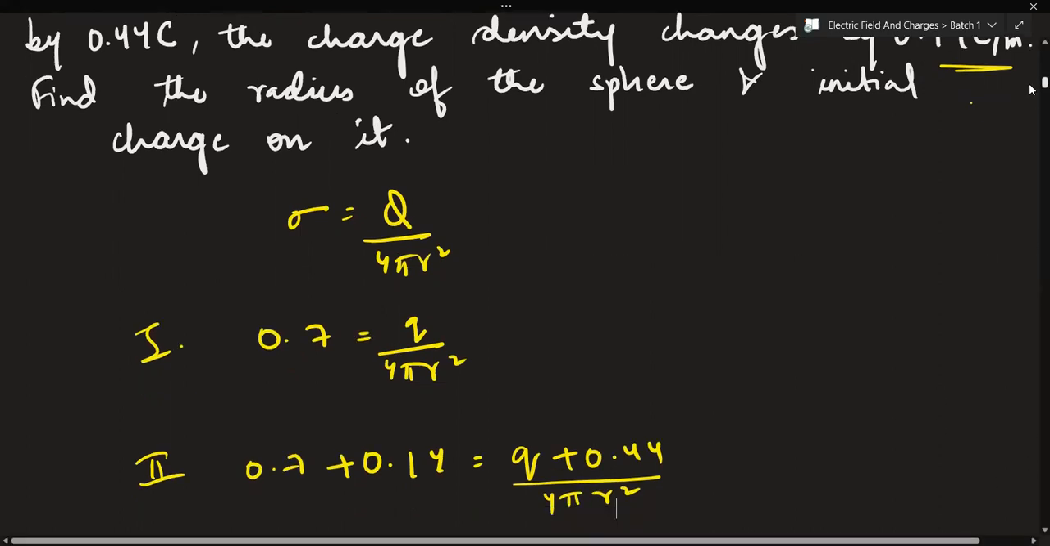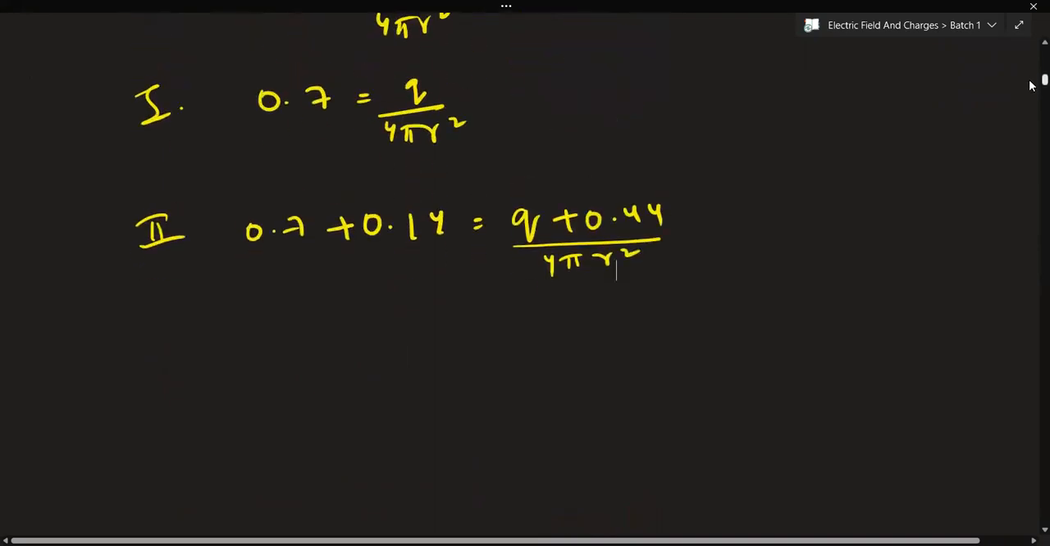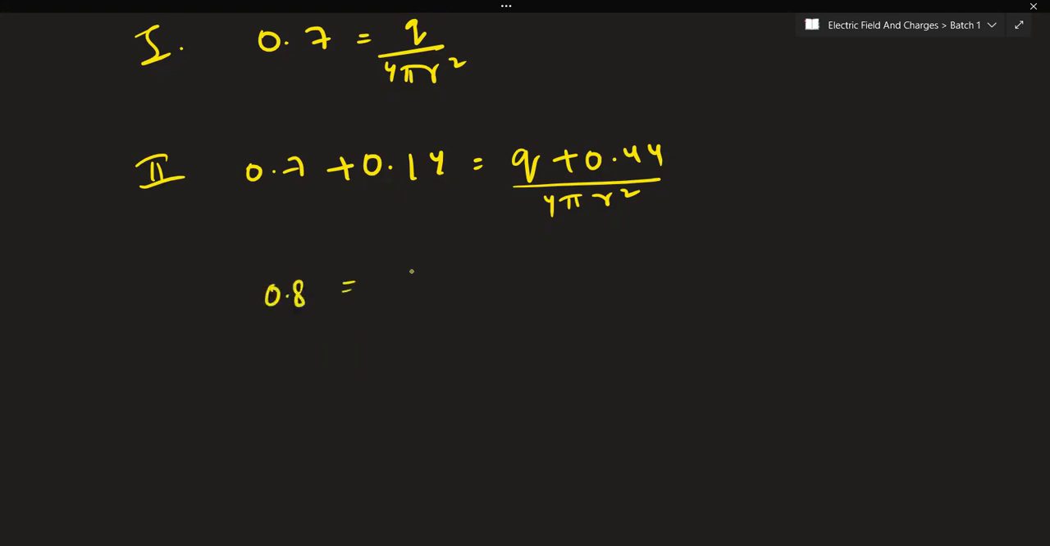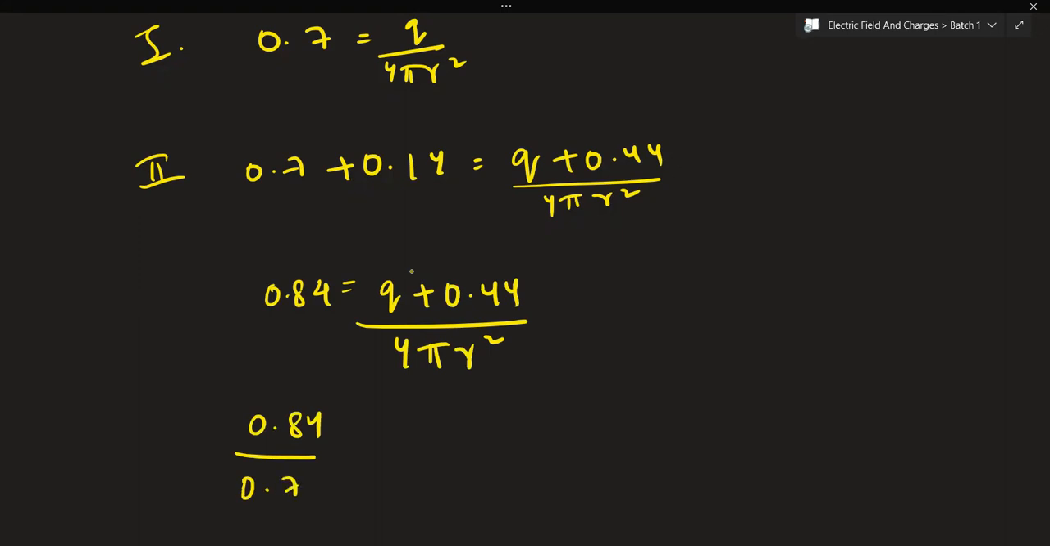So two equations you have. You can simplify both these equations. So this will be 0.84 equals (Q plus 0.44) by 4 pi r square. Now take their ratios. When you take the ratio of 0.84 by 0.7, 4 pi r square will get cancelled, so (Q plus 0.44) by Q will be left.